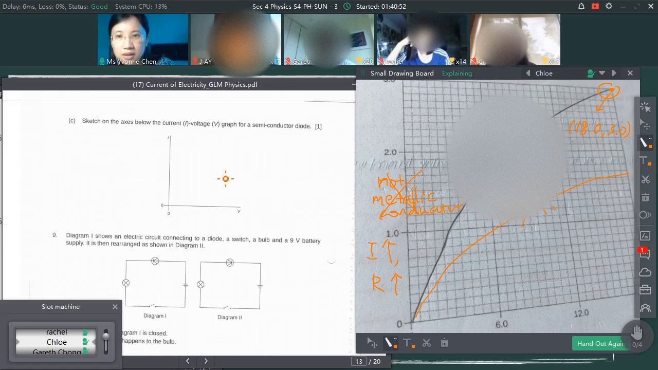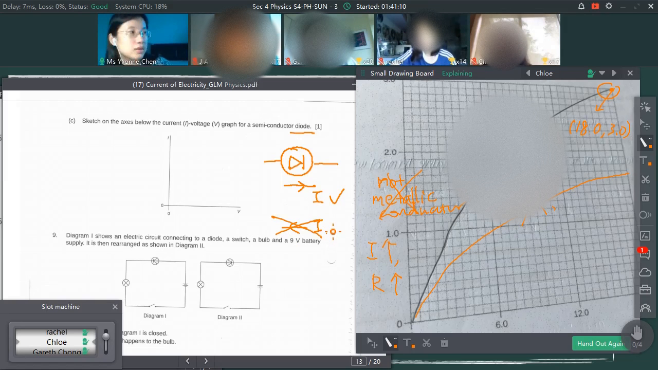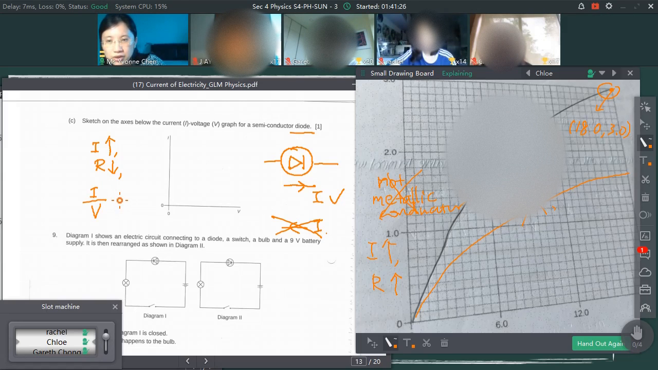The next part is on the semiconductor diode. This is the symbol of it. The current can only flow in one direction. In the other direction, current cannot flow. So as current increases, the resistance will decrease, so the current over V ratio will increase.